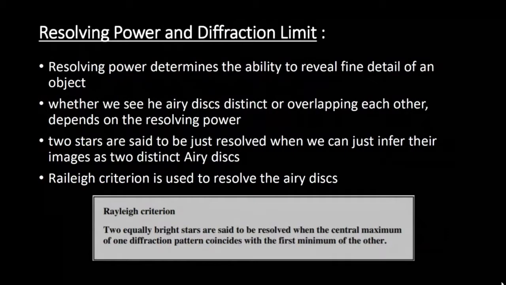In the next slide, I've given some figures where I've shown three diagrams. So first, let us look at something called the Rayleigh criterion that is used to resolve the Airy disk. Two equally bright stars are said to be resolved when the central maximum of one diffraction pattern coincides with the minimum of the other. So we get a really clear image. Next slide.